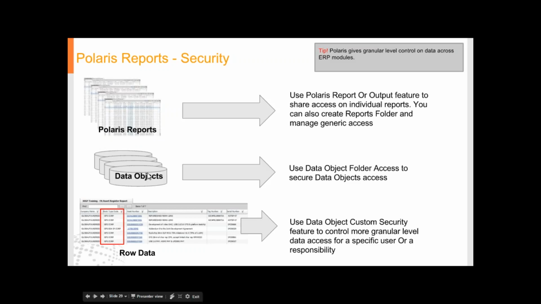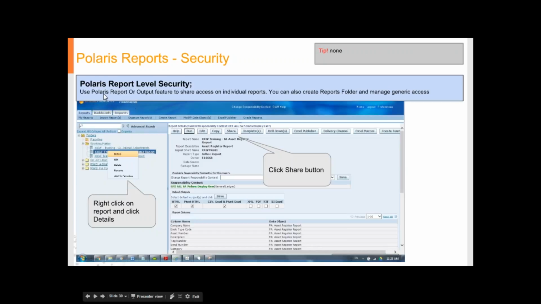Okay, so these three topics I would like to cover. To start with, I would like to cover report level security. Polaris report level security allows you, as an individual, when you design any report which is newly created by you and you want to share it with somebody, all you do is go to details. There is a button available called share. So this option you will use.